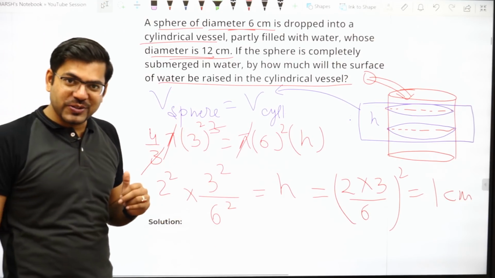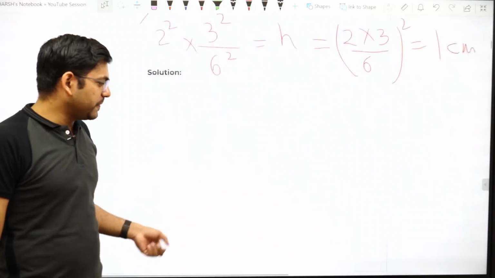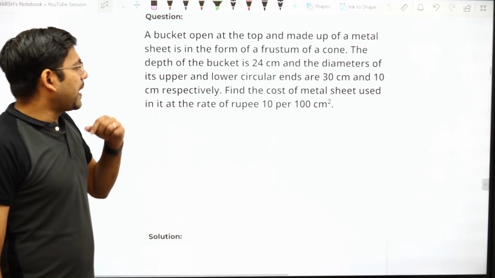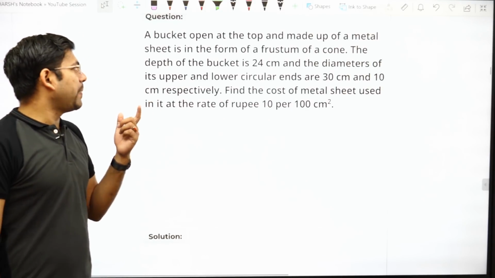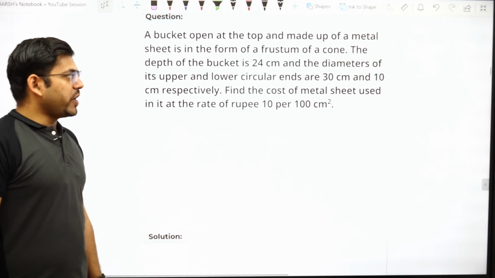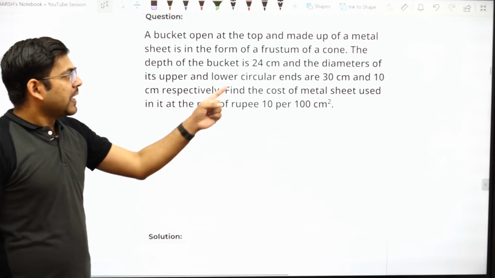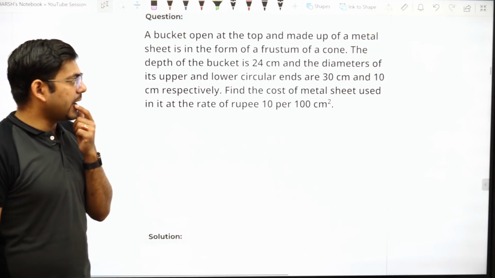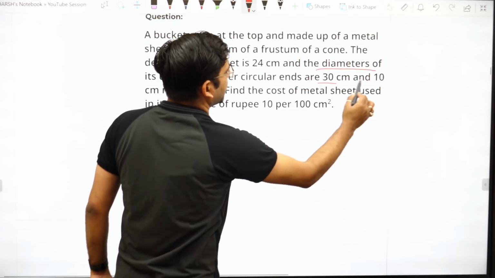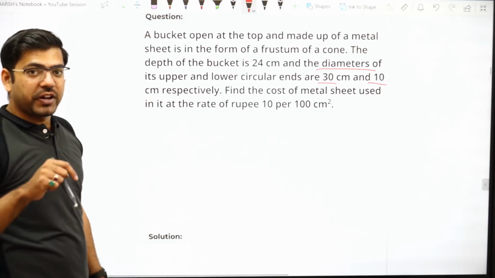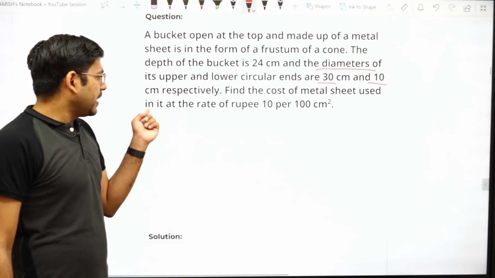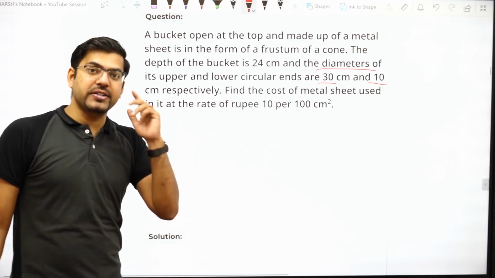I guess you would have understood this question. If yes, then move on to the next question. And here is the next question. It says a bucket open at the top and made up of a metal sheet is in the form of a frustum of a cone. The depth of the bucket is 24 centimeter. Depth means height of the bucket. And the diameters of its upper and lower circular ends are 30 and 10. Pay attention, this is written as diameter, 30 and 10. So the radius would be 15 and 5 respectively. Find the cost of metal sheet used in it at the rate of 10 per 100 centimeter square.